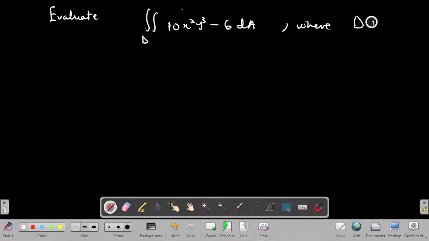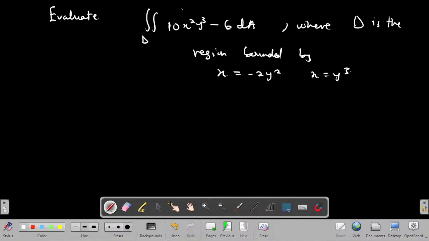where D is the region bounded by x equal to negative 2y squared, then x equal to y cubed. Evaluate 10 x squared y cubed over region D. Region D is defined as x equal to negative 2y squared and x equals y cubed. Boundaries are defined here.